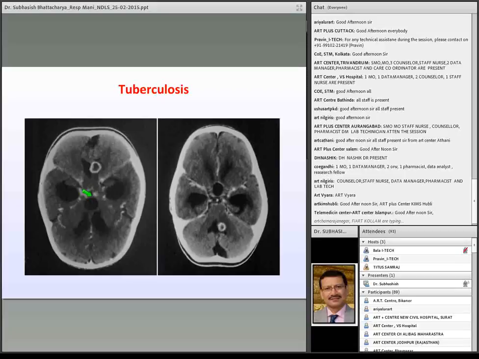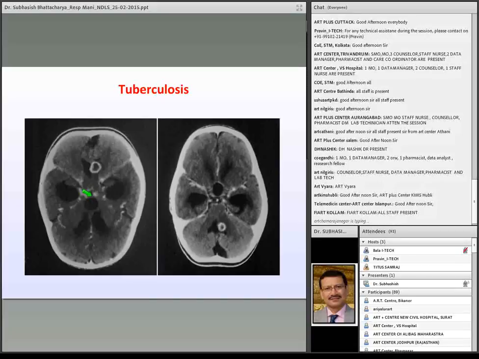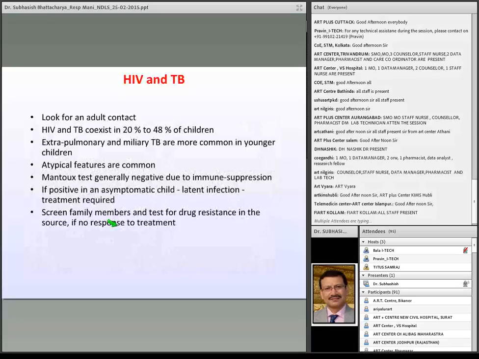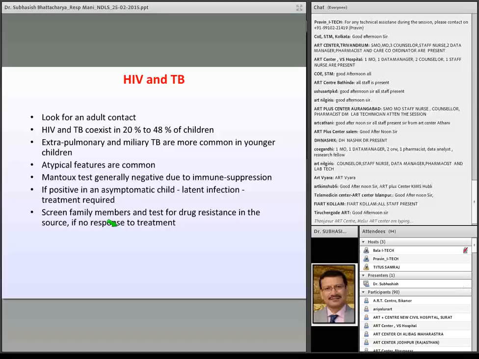Consequently, dissemination led to this dreaded complication of tuberculosis, that is tubercular meningitis, with a lot of basal exudate and increased pressure leading to raised intracranial pressure, in this situation with dilatation of ventricles. So in all such cases, always look for the adult contact of tuberculosis, which is commonly present in such situations. HIV and TB coexist in 20 to 48% of children.